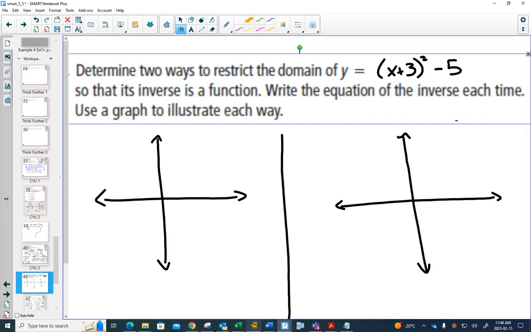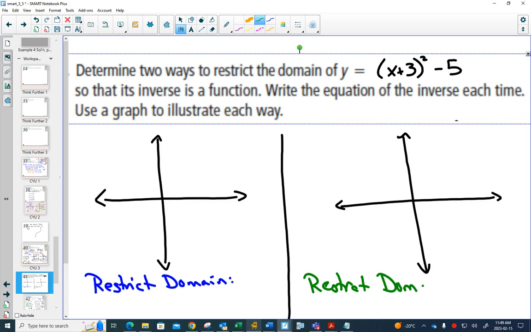So on your quiz, I will split it up so you have 2 graphs so you can do that right away. Okay? The first thing we want to do is restrict the domain. I'm going to do this side in blue, this side in green.